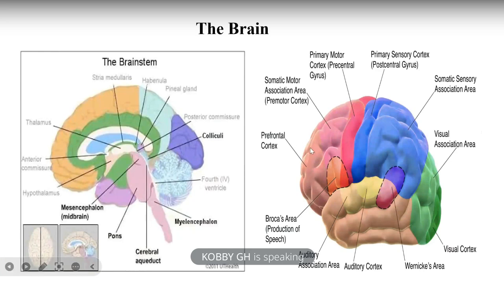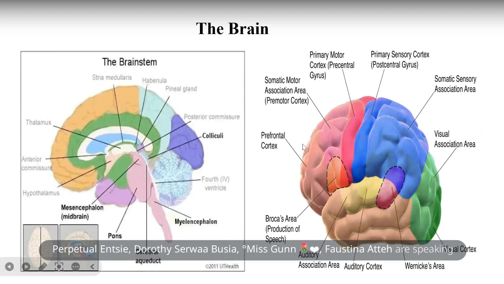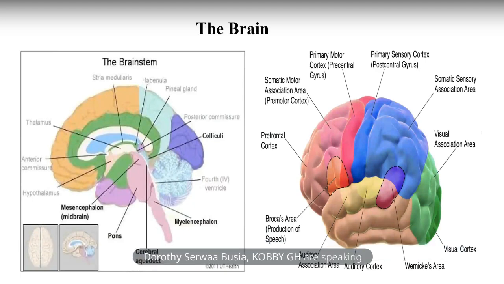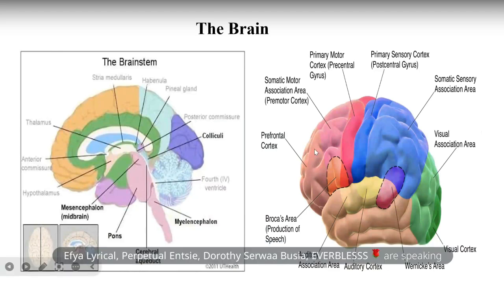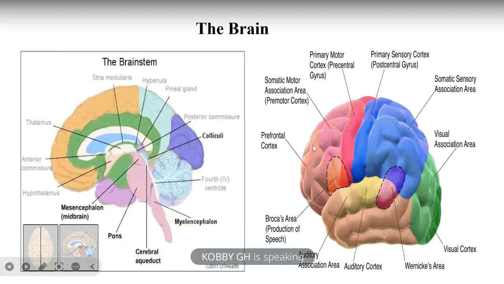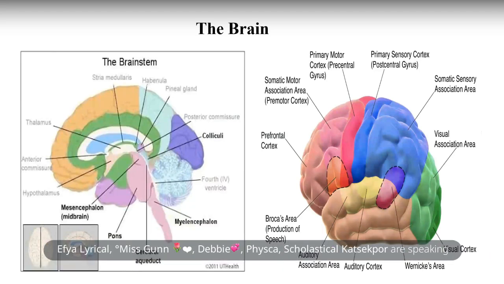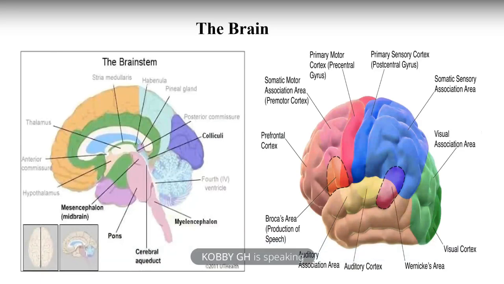Say it after me. Prefrontal cortex. Say it again. Prefrontal cortex. Good. So this prefrontal cortex is the front part, and that is where planning, judgment, personality, and behavior happen.